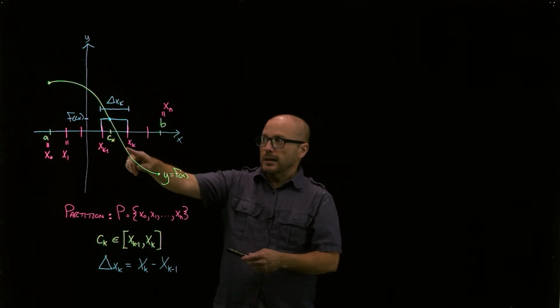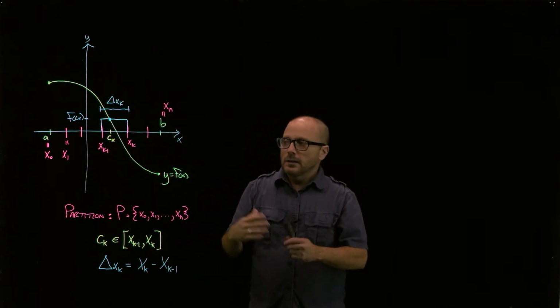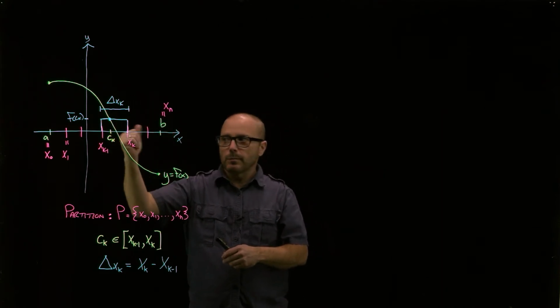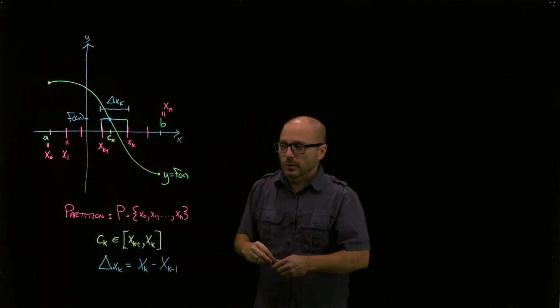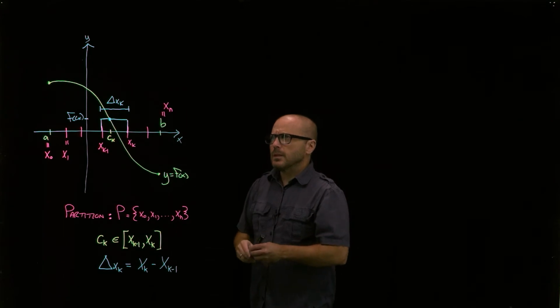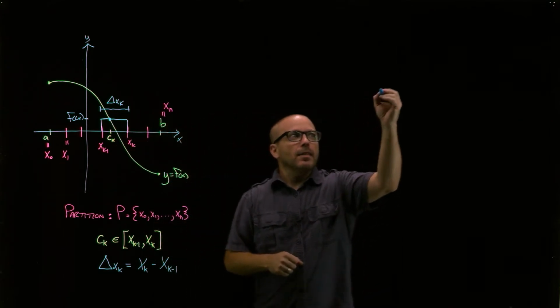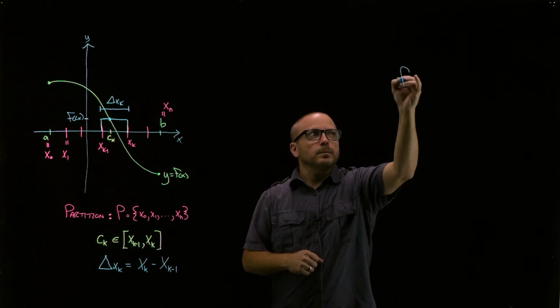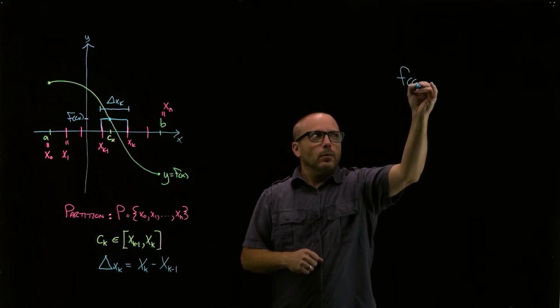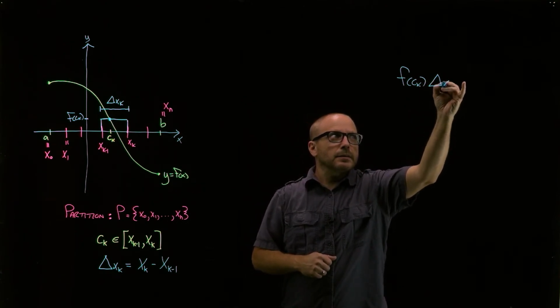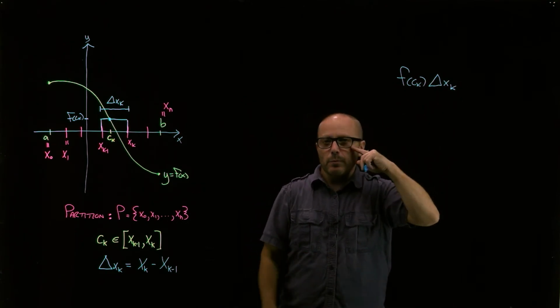I'm also not assuming anything about where I pick c sub k. If you recall in Calc 1, we would do left endpoints or right endpoints or midpoints. c sub k in general can be whatever you want. Okay, so what is that? I've got that y value for this amount of x. So I'm interested in that product.